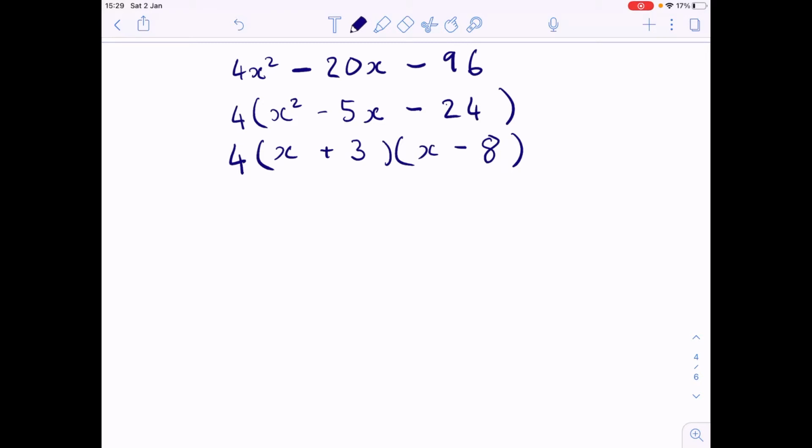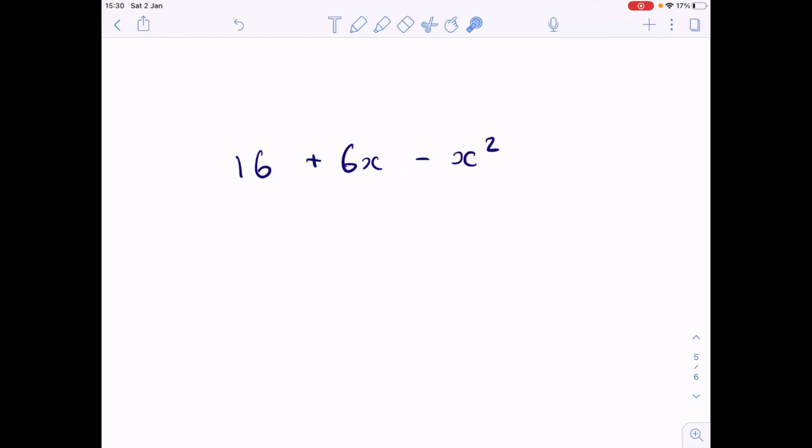There's a couple more examples I'd like to show you though. So if you just bear with me for 1 second. Let's say we've got 16 plus 6x minus x squared. Now, you may say that actually there's no common factor here. There's nothing that goes into it, but this isn't my normal quadratic because I've got a minus x squared.